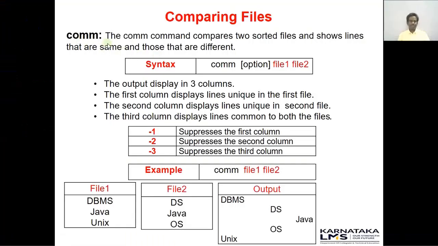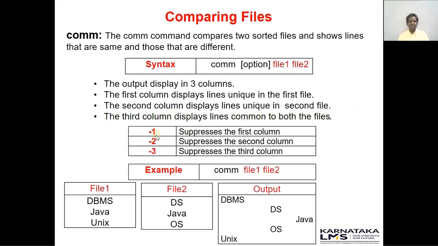Next, comm command. The comm command compares two sorted files and shows lines that are same and those that are different. Syntax: comm option file1 file2. The comm command displays the output in three columns. The first column displays lines unique in the first file. The second column displays lines unique in the second file. The third column displays lines common to both the files.